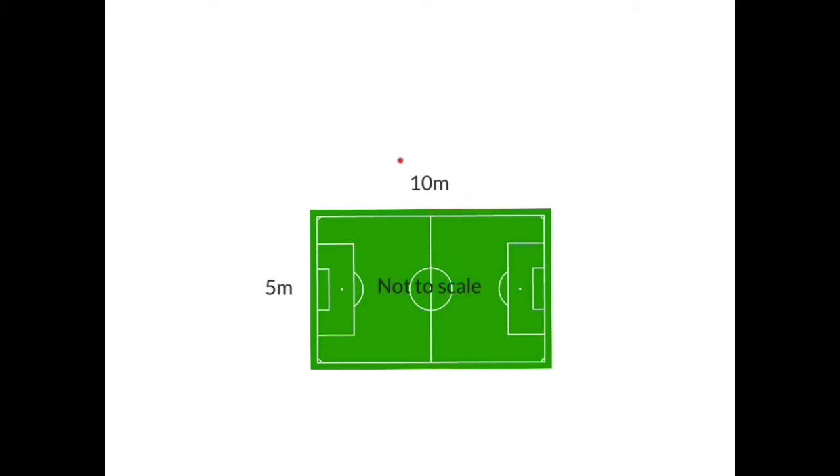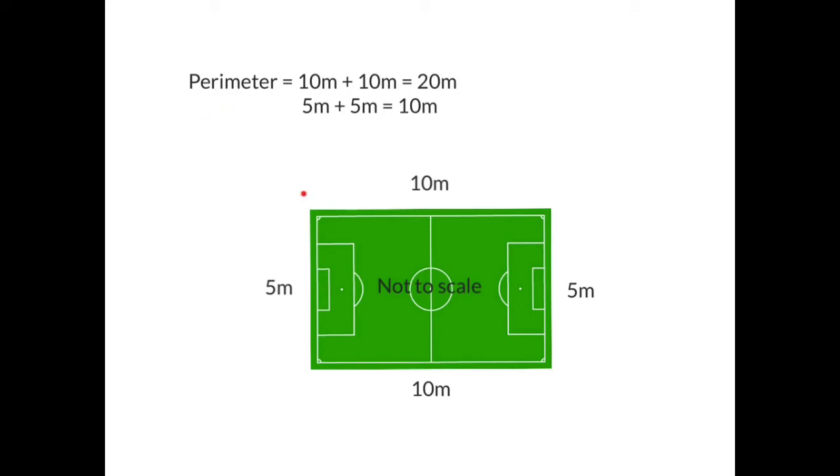Now if this length here is 10 meters, the opposite length would also be 10 meters. And if this width here is 5 meters, then the opposite width also needs to be 5 meters. Then we just remind ourselves that we're working out the perimeter, which is the total distance around the outside of the 2D shape. So we've got 10, add 10, which is here, equals 20, and we've got 5, add 5, which is here, which equals 10. Then we take our two totals, 20 meters add 10 meters equals 30 meters.